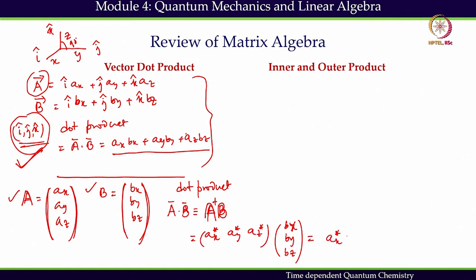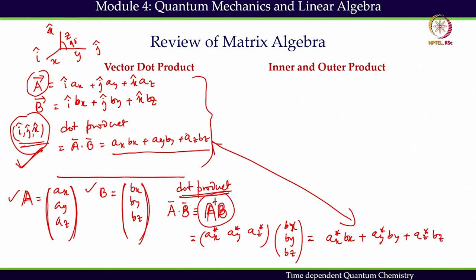Ax star Bx plus Ay star By plus Az star Bz, and that is the definition of the dot product of two matrices, which you get here in an equivalent expression. So, the dot product has to be done this way in the matrix form, and the length of the vector is called the norm of the vector.